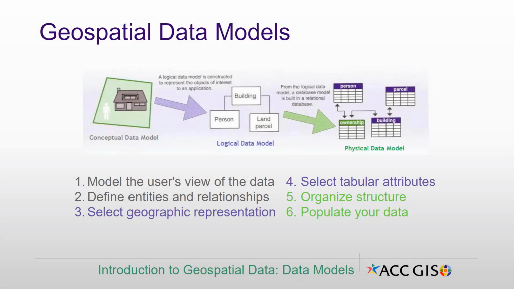Up to this point, we've been focused on the tabular data model, in which we're storing attributes in an information system like a spreadsheet. The geospatial data model builds on the tabular data model, in which we're not only storing attributes, but geographic features as well.